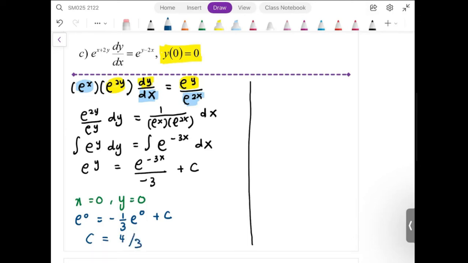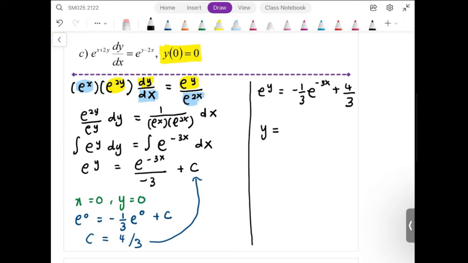And then last step, replace back value of C into our equation. Maksudnya nilai yang kita dapat sini tadi, kita nak gantilah kat dalam general solution so that it will be particular solution. So finally, e to the power of y would be negative 1 over 3 e to the power of negative 3x plus 4 over 3. Okay, settle.